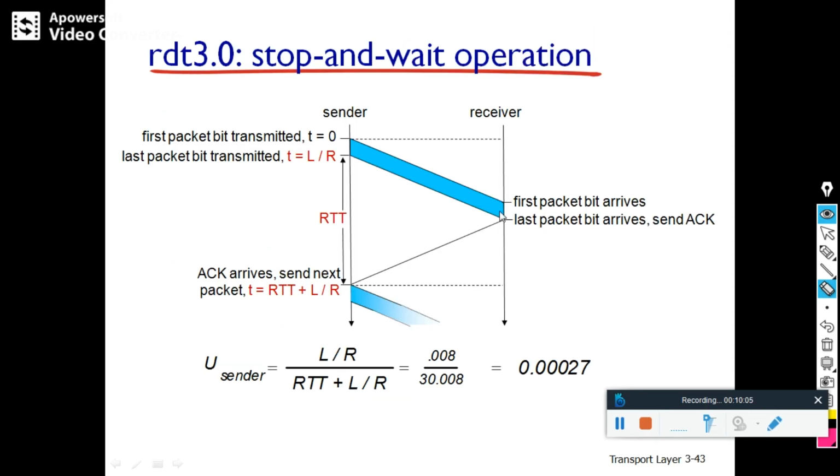See here, the stop and wait protocol. The first bit is sent here and the first bit reaches here. Here the entire packet is transmitted and the last bit reaches. As soon as the last bit is received, you send the acknowledgement. So the time taken here is the transmission time plus propagation time plus RTT. The sender utilization you will come to know by this formula.